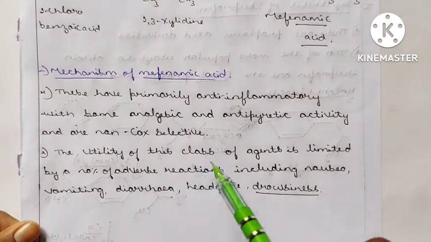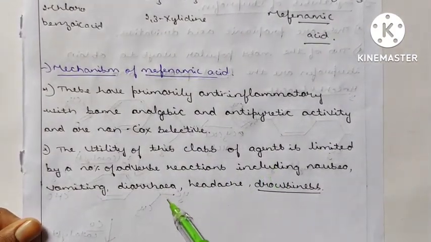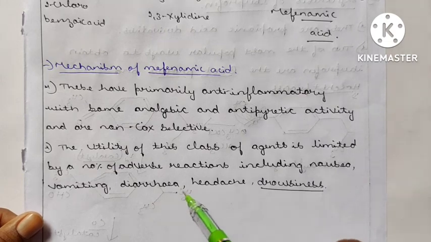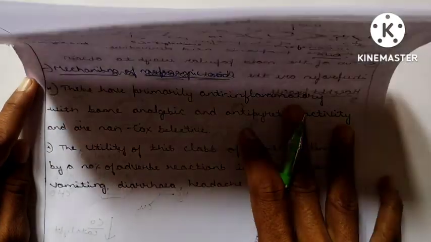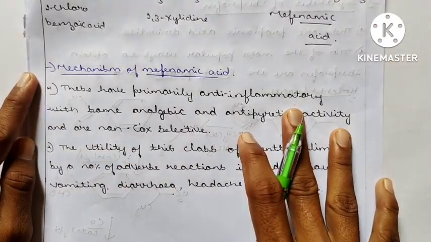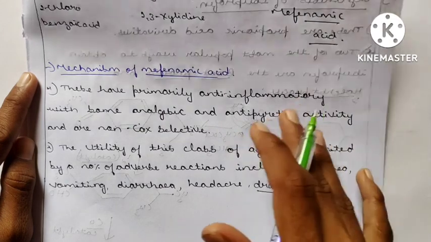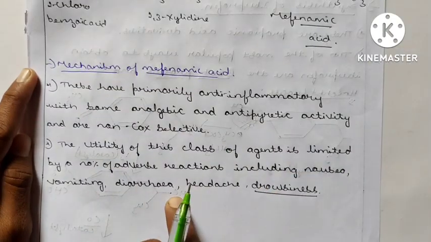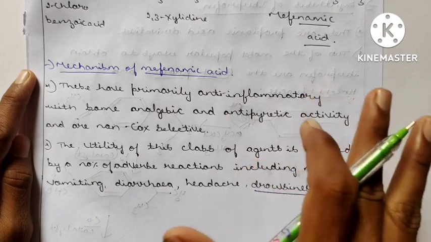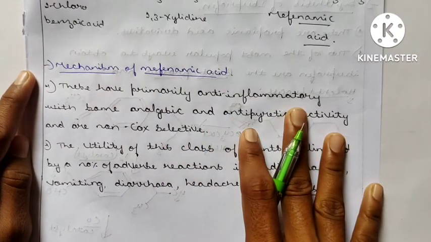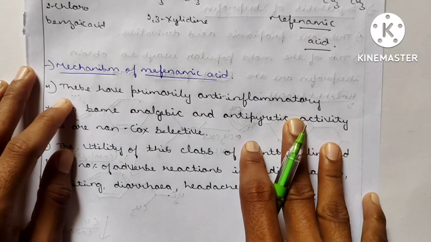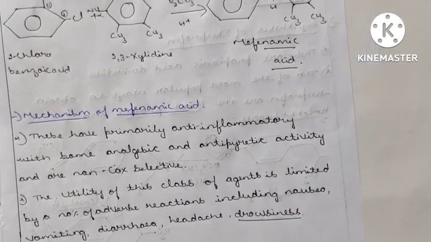The utility of this class of agents is limited by a number of adverse reactions including nausea, vomiting, diarrhea, headache and drowsiness. Many doctors are not prescribing these, but most probably prescribe them. Why are they not prescribing mefenamic acid? Because of some side effects like nausea, vomiting, diarrhea, headache and drowsiness. But doctors give mefenamic acid because of its quick action for menstrual pain. My dear brothers and sisters, these are very, very important questions for your examination, 10 marks.